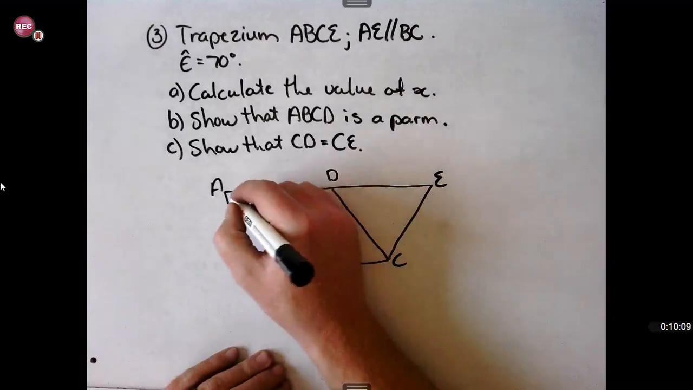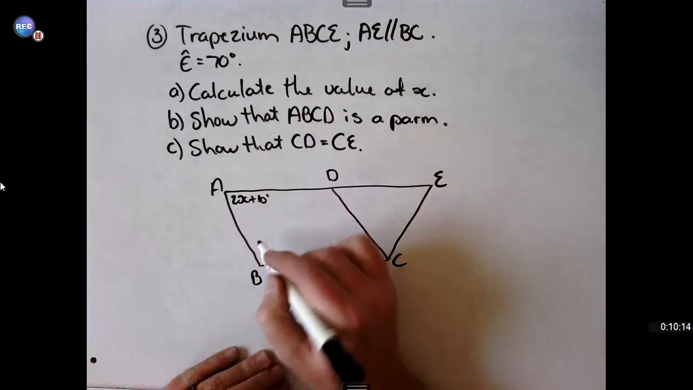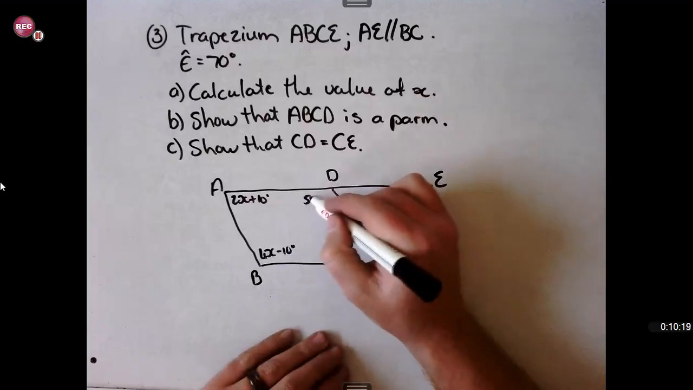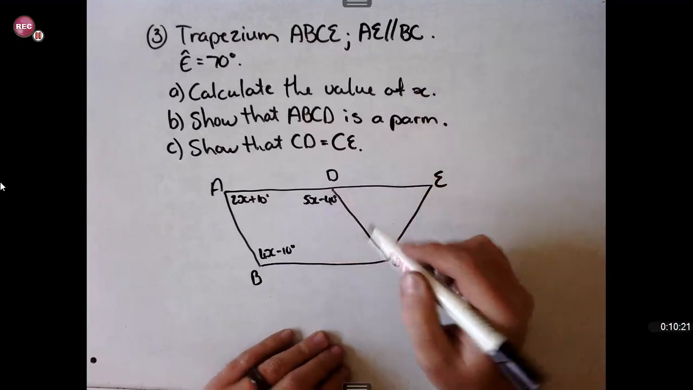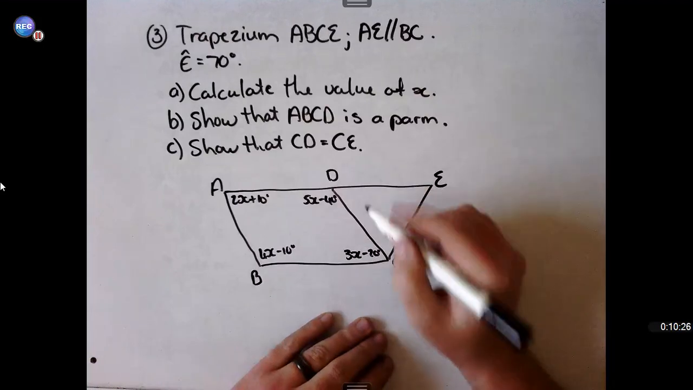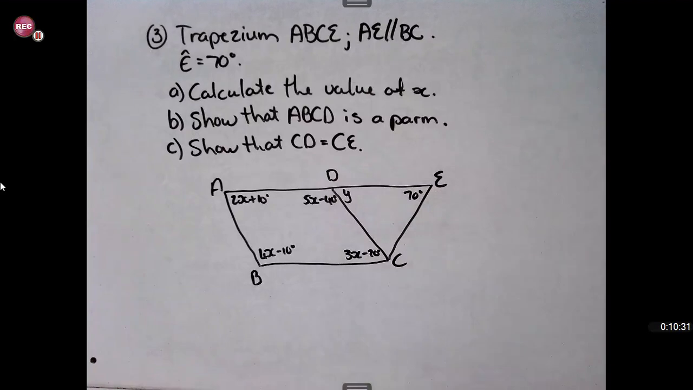Then with regards to that, in this corner we've got 2x plus 10 degrees. Then we've got 4x minus 10 degrees. Then we've got 5x minus 40. 3x minus 20 degrees. We've got a y, and then we've got 70 degrees over there. Have a look at that question quickly, and then we'll see how it goes when we start calculating.